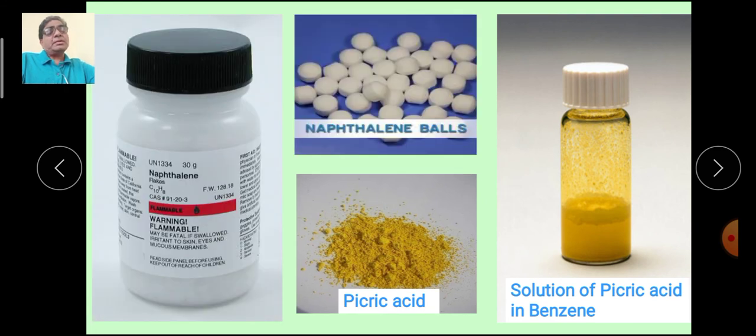The second picrate derivative is of naphthalene. This is the naphthalene, and these are the naphthalene balls. They are powdered, and the saturated solution of this naphthalene is prepared in benzene, and after that, this is picric acid. The picric acid in benzene solution is poured into the saturated solution of the naphthalene in test tube, and after mixing well, the contents are poured on watch glass. The picrate separates out.